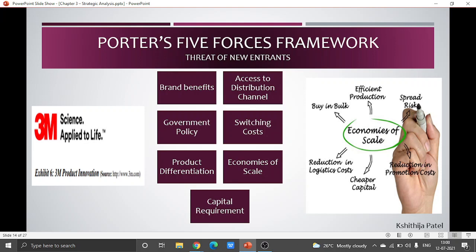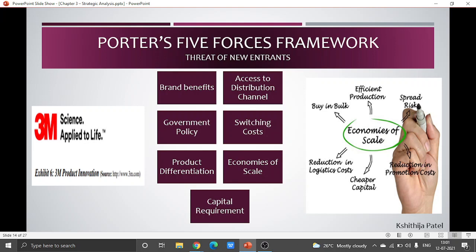So the next one we have is switching cost. These switching costs are a particularly important consideration. So what are switching costs? These are the expenses that a consumer incurs when they switch from one seller to another. This switching cost can be physical or psychological also.